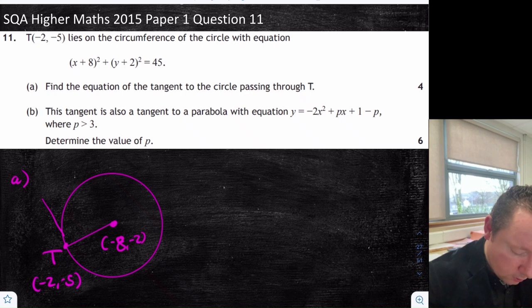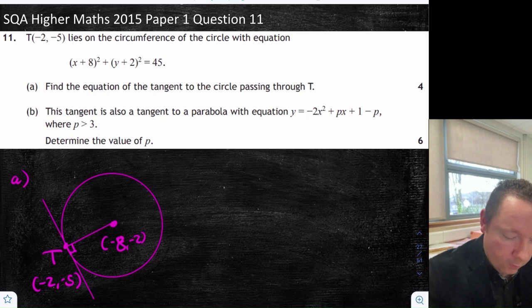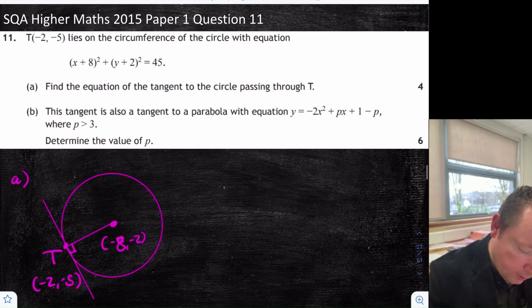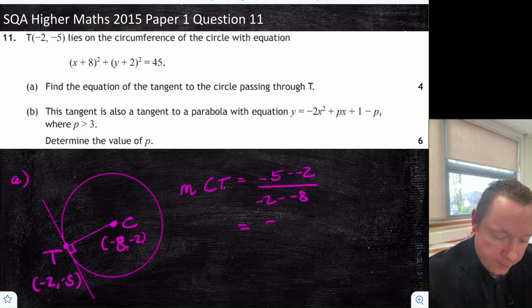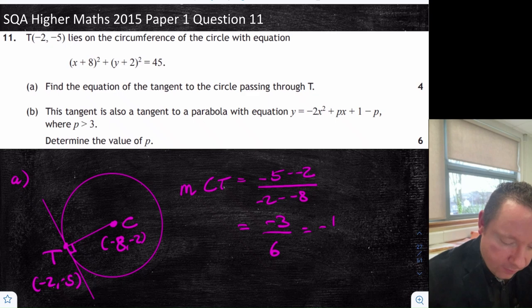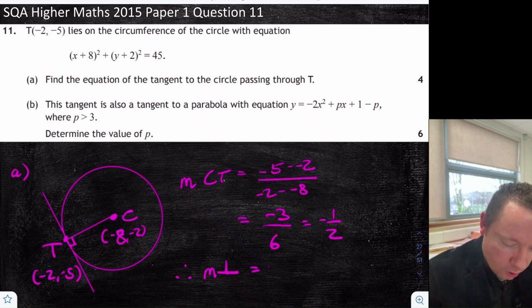from National 5. So if we work out the gradient between the centre and T, then m1 times m2 equals minus 1. So the gradient between C and T equals (-5 minus -2) over (-2 minus -8). That's -5 add 2 is -3. -2 add 8 is 6. So that's -1/2. Therefore, the gradient of our perpendicular equals 2, since m1 times m2 equals -1.